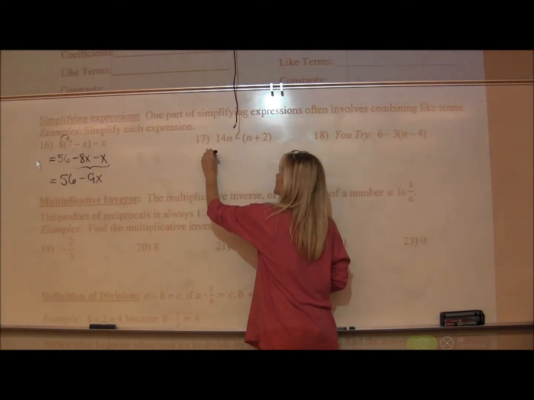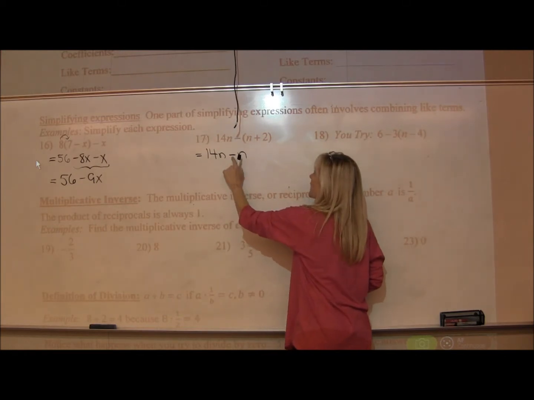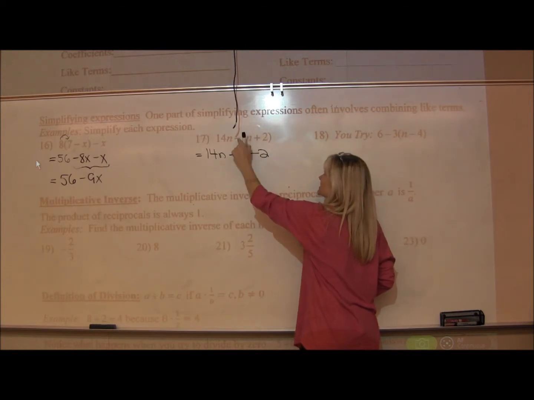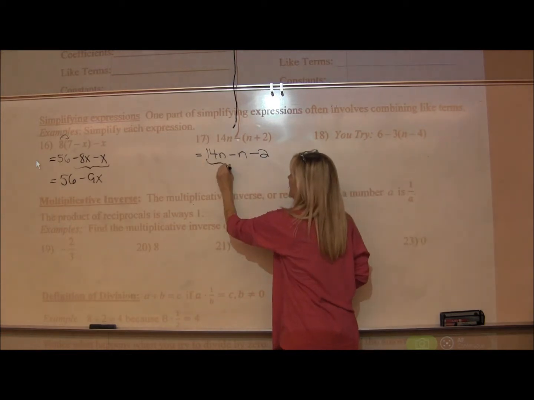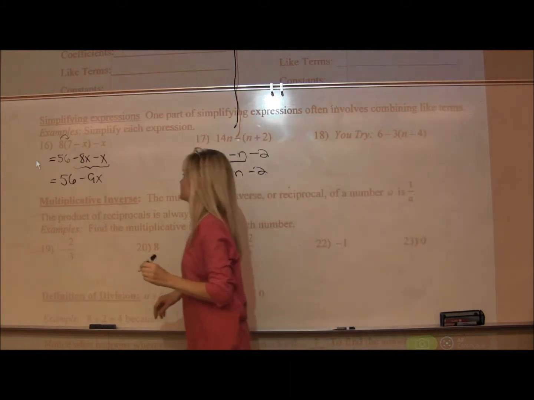So we have 14n minus n, and then this is like having a negative 1 out here. It's minus 2. It's a negative 1 times a positive 2. Okay, then these are our like terms, so we have 13n minus 2. Okay, you guys do the Your Try.